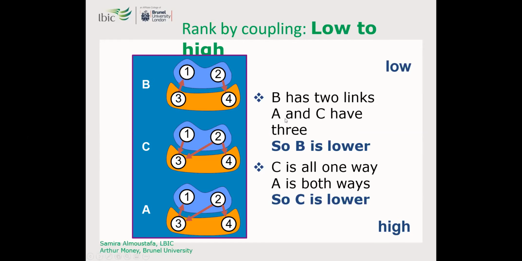B has 2 links. A and C have 3. So B is lower. It's very easy. C is all one way. A is both ways. So C is lower. Between A and C, we can see that from C, all of them are pointing to the second component. But in A, they are pointing to different ones. Actually, A is the more complex component than this one because here it's one-direction arcs, and in A it's a complex two-way.